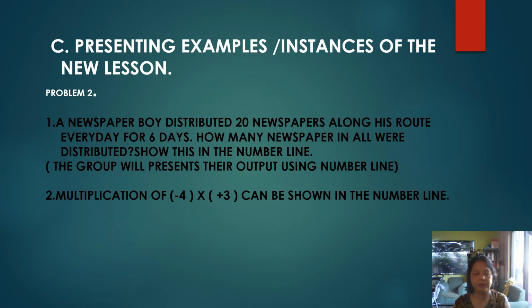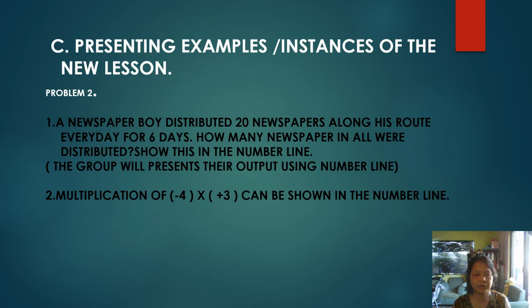We have here problem number 2. Number 1, a newspaper boy distributed 20 newspapers along his route every day for 6 days. How many newspapers in all were distributed? Show this in the number line. So the students will present their output using the number line.